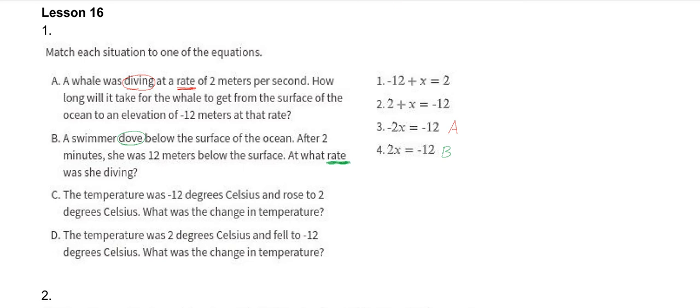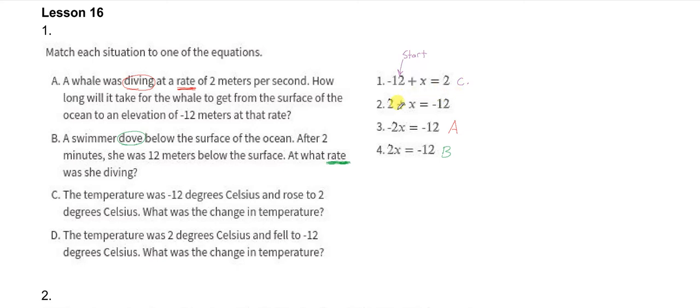Rate kind of gives away that it's multiplication. All right, let's look at another one. The temperature was negative 12 degrees Celsius, and it rose to 2 degrees Celsius. It rose up to 2. So it started at negative 12, there was a change, and we ended at 2. So which one tells the story of the change in temperature? So the one that I feel like matches that the best is number 1, because this is kind of like where you started, right? And then you went up a certain amount that we don't know right now, and you ended up at 2 degrees above. So I feel like that one matches C.